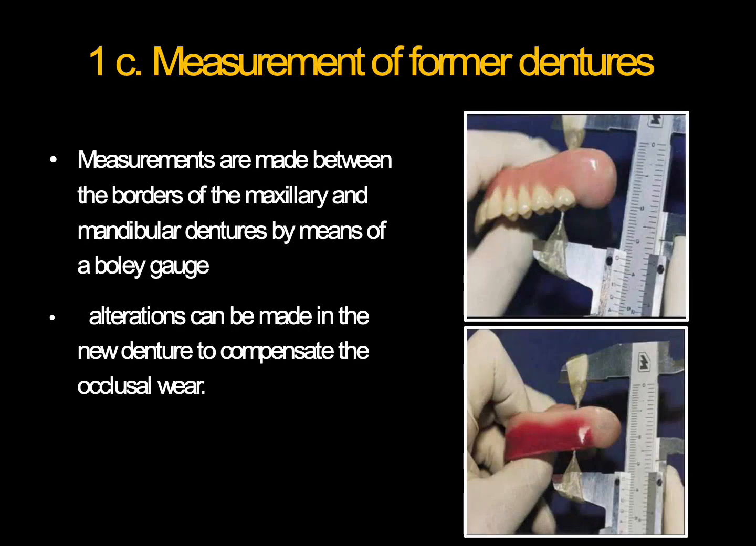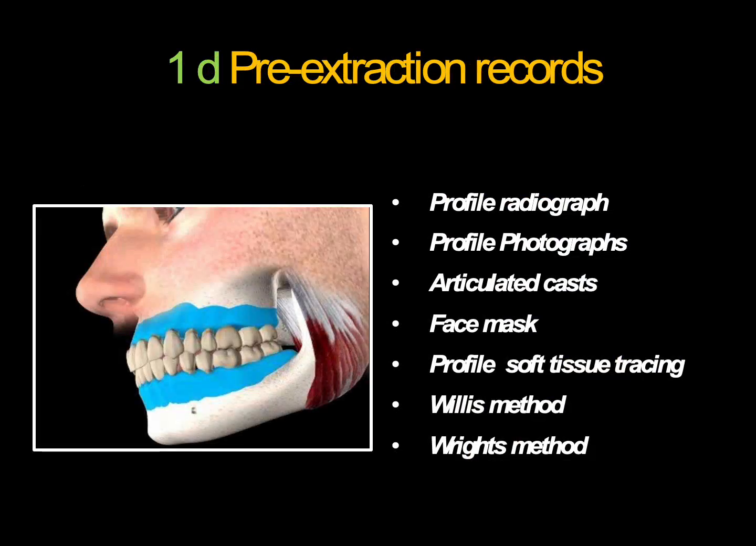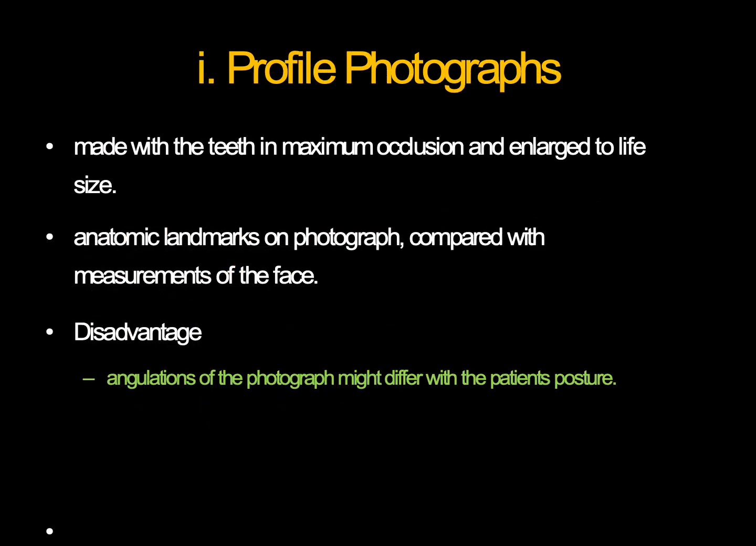Measurement of former dentures is made between the borders of the maxillary and mandibular dentures by means of a Boley's gauge. However, alterations can be made in the new prosthesis to compensate for the occlusal wear. Under pre-extraction records, we have profile radiographs, profile photographs, articulated casts, face masks, profile soft tissue tracing, Willis's method and Wright's method, which are used.